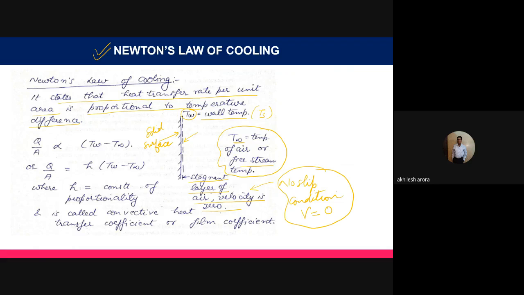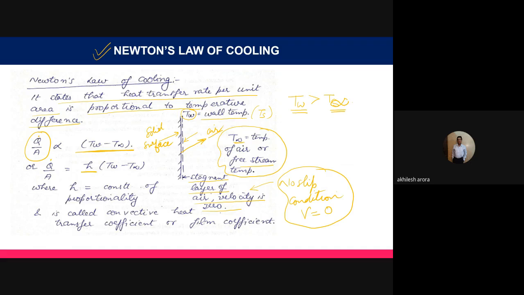So what is shown here, we are considering a solid surface where TW is the wall temperature. So I can consider that TW is greater than T infinity, where T infinity is the temperature of the surrounding air and TW is the temperature of the wall. So what will happen? The heat transfer from the solid surface will take place to the air. Now, this heat transfer is taking place because there is temperature difference. So, the law says that this value of heat flux Q dot divided by A is proportional to the temperature difference actually.